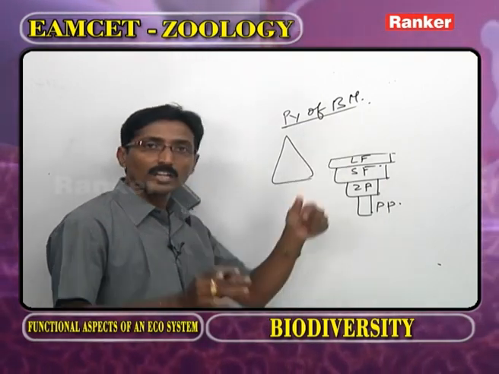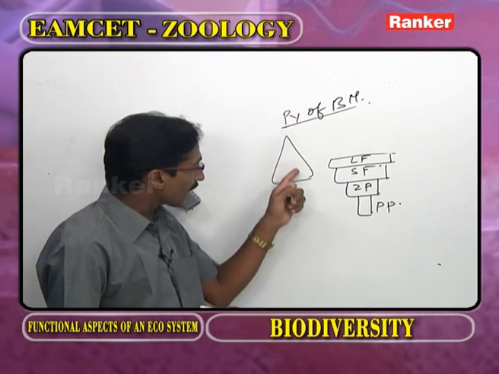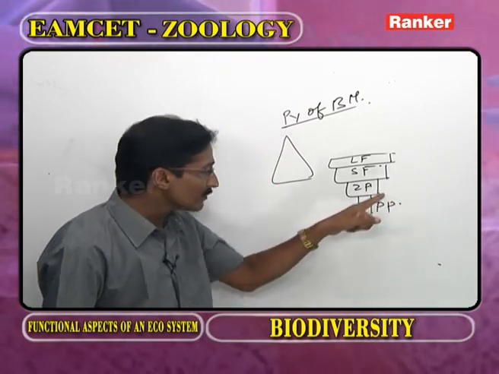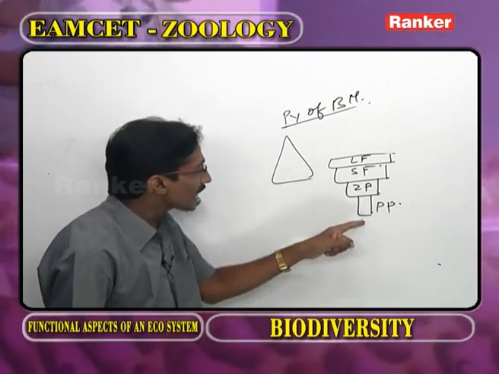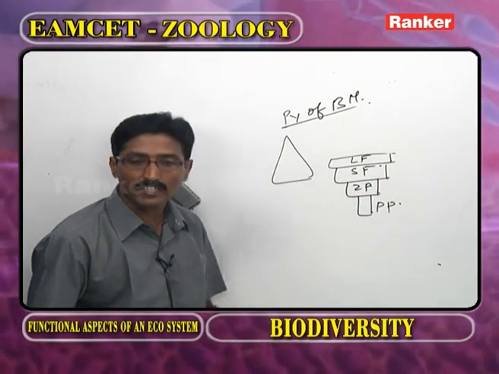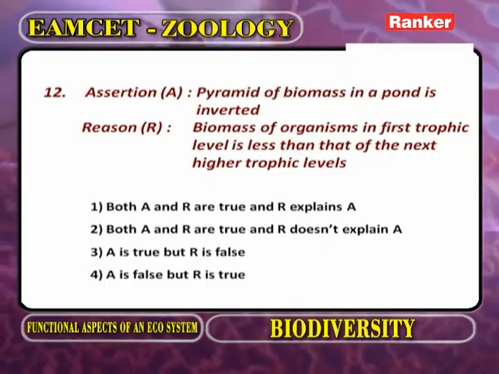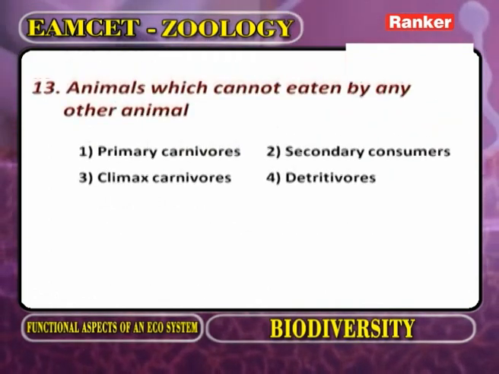In general, what is the shape of pyramid of biomass? Straight, upright or triangular. But in the pond ecosystem, the number of phytoplankton is less than that of zooplankton, so the pyramid of biomass is inverted. Now, what is the answer? Both are correct, and the reason explains the assertion. Now we go for the next question.